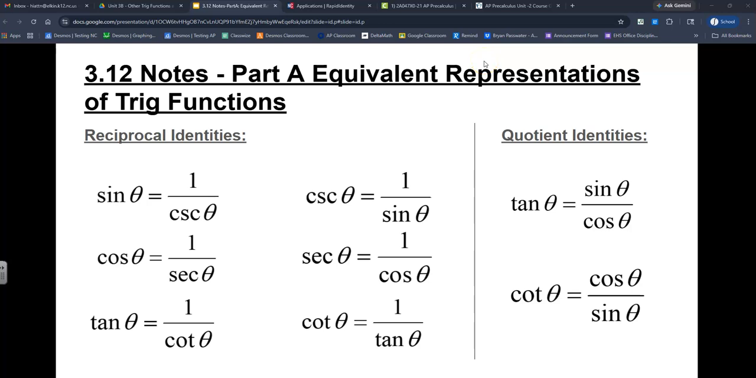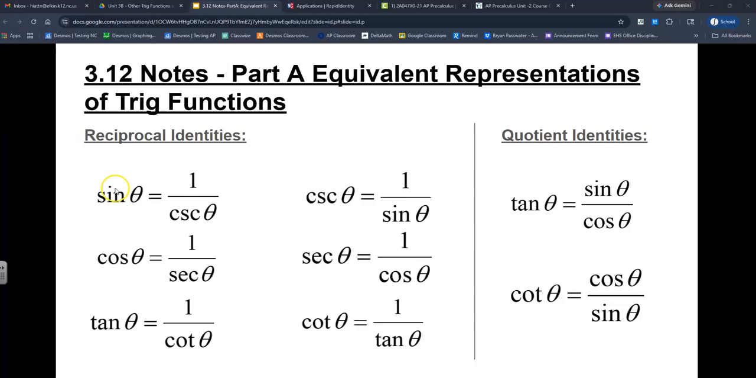312, which is equivalent representation of trig functions. Okay, so I have put here the identities that we need to know. Now, these are not necessarily new because yesterday we talked about cosecant, secant, and cotangent, right? We had 1 over sine, 1 over cosine, 1 over tangent. It is also true that sine is 1 over cosecant, cosine is 1 over secant, and tangent was 1 over cotangent. So they are reciprocals of each other.